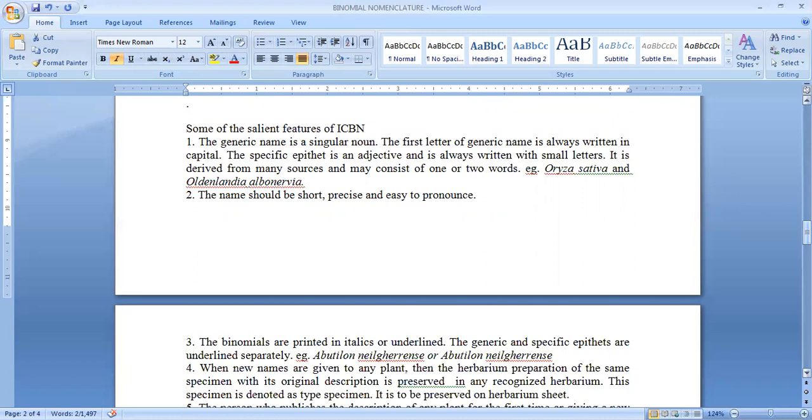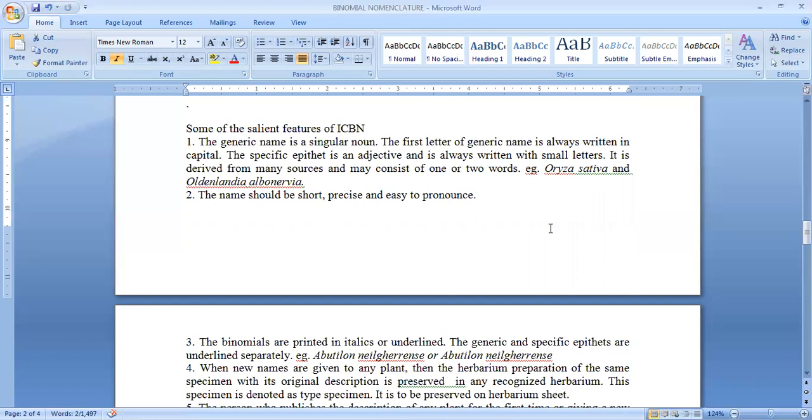What is an adjective? It is a word which describes a noun. It is derived from many sources and consists of one or two words. For example, Oryza sativa. Here sativa is describing Oryza. Now the name should be short, precise and easy to pronounce. Whenever we give a name through binomial nomenclature, it should be easy to pronounce.